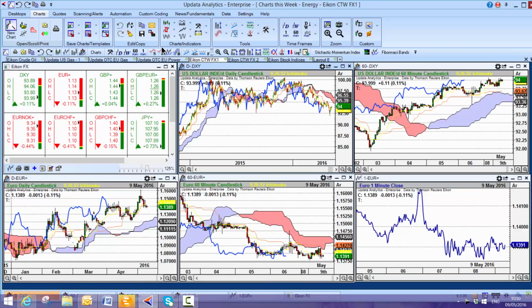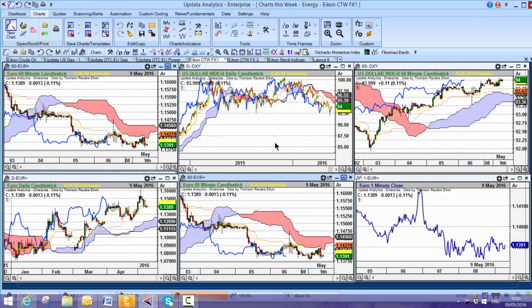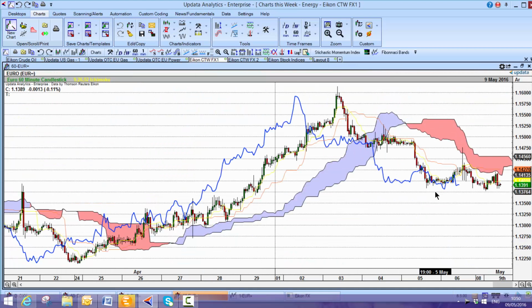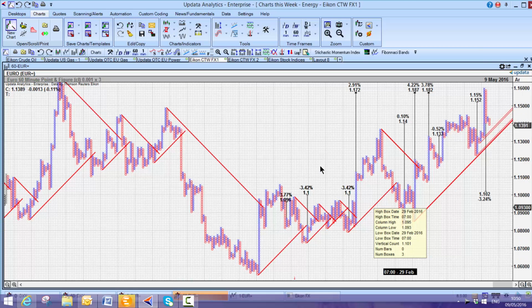If we take a look at currencies, the dollar is just staging a bit of recovery, but below the cloud on the daily, back above on the 60 minute. On the euro, we're seeing this 1.16 level was the top there. We are above on the euro, so the euro is just showing a bit of strength there. If we look at the 60 minute chart, we have pulled back a bit. Shift here will give you the trends and targets.